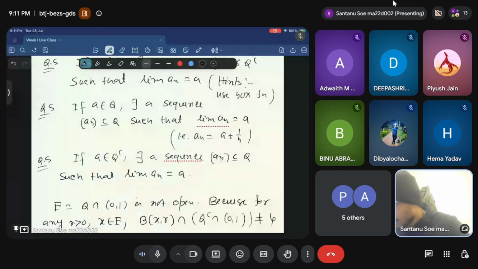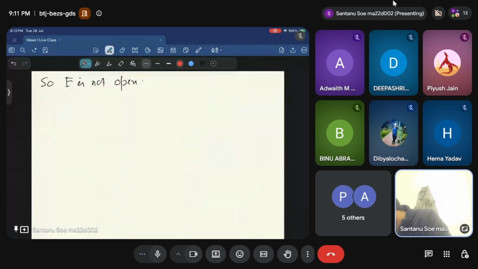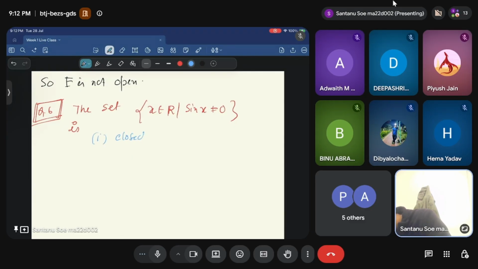This is also a very important question, and this is question number 6, I hope. So the set of x in R such that sin x is non-zero is: closed, open, compact, contains only rational numbers, or none of the above.